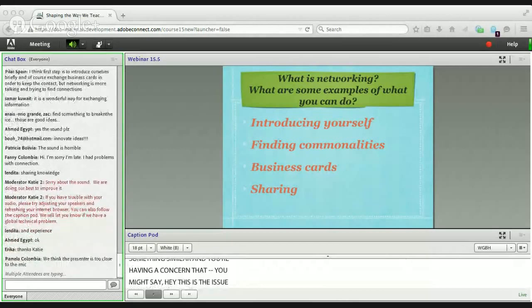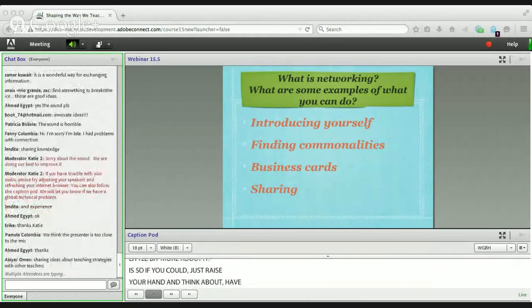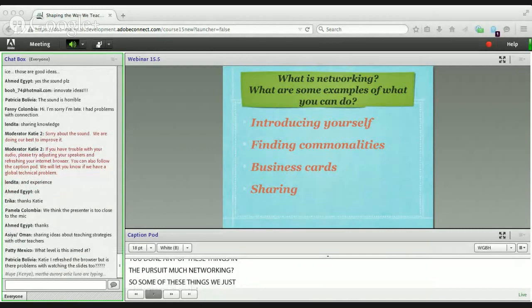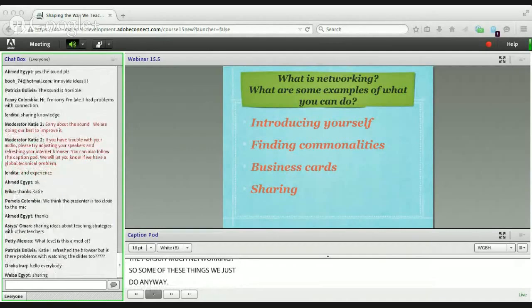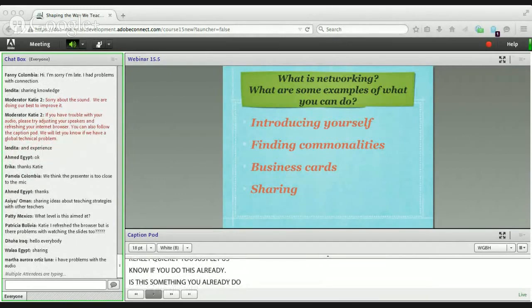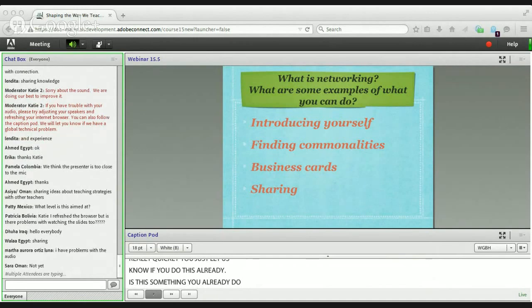So if you could, just raise your hand and think about, have you done any of these things in the pursuit of networking? So some of these things we just do anyway, but maybe you have actually offered to share, or you hand out business cards. So really quickly you can just let us know if you do this already. Is this something you already do on a regular basis? Okay, it definitely looks like a lot of you do these things already, which is great.